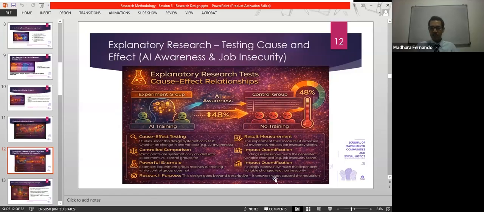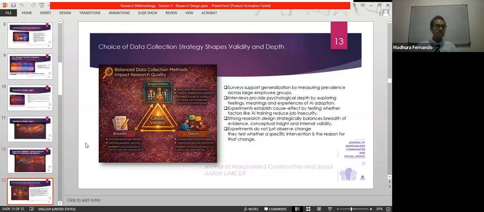It answers what caused the reduction. Here there is an example. The experiment group receives AI training while the control group does not. Controlled comparison: participants are systematically divided into experiment versus control groups. I think you can understand all these things, and I think I have explained it clearly. If you have any question, please don't hesitate to put it forward on the chat platform.